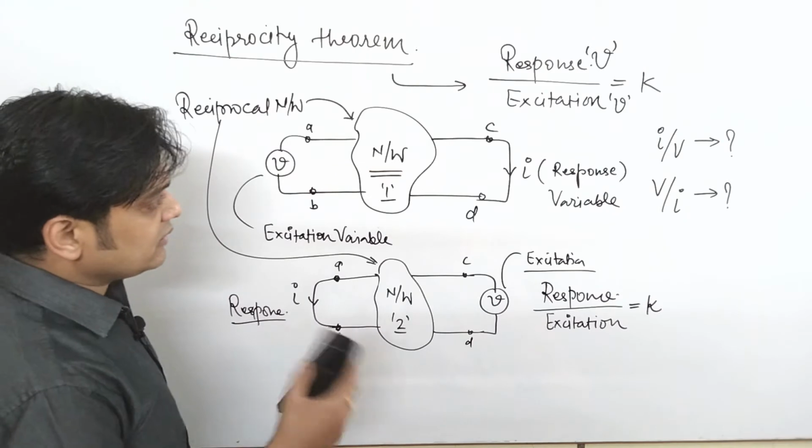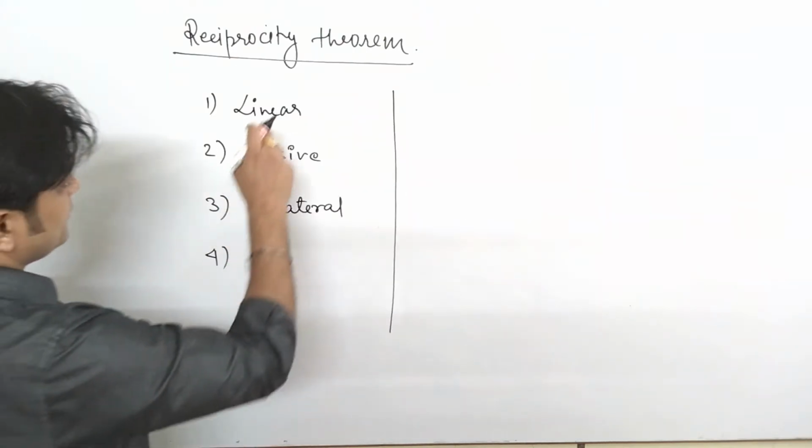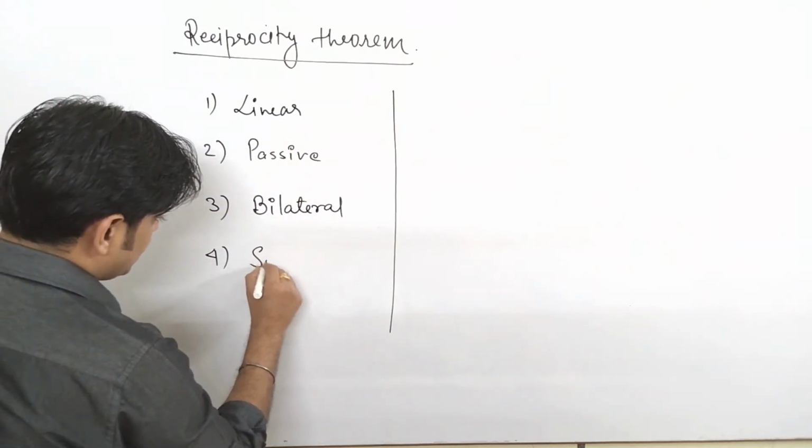Now first of all we'll see what are the conditions under the reciprocity theorem. So reciprocity theorem is applicable for linear, passive, bilateral, single source.